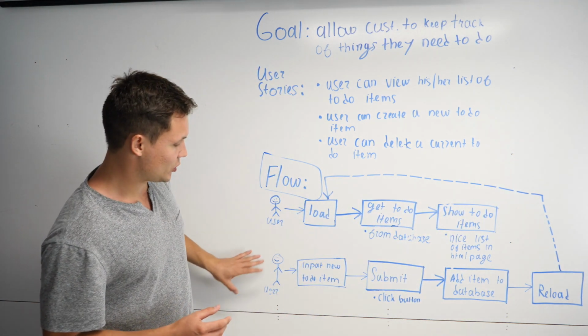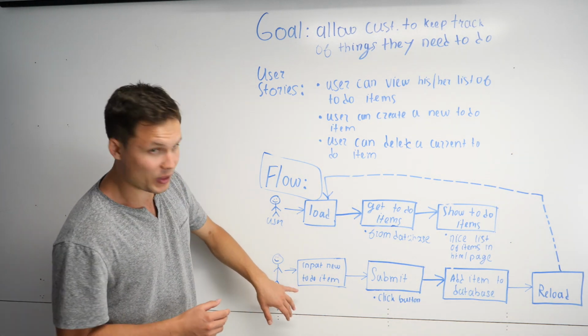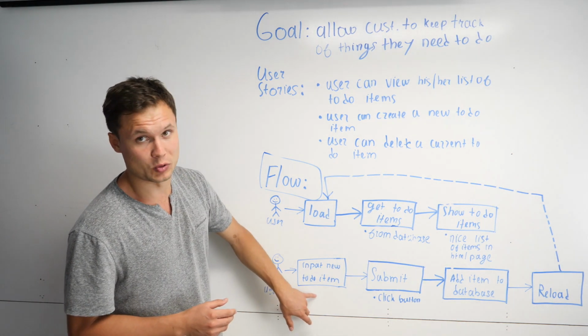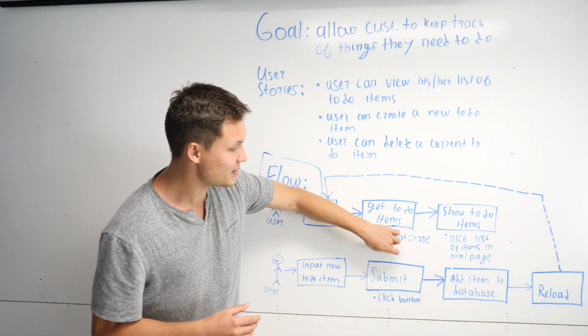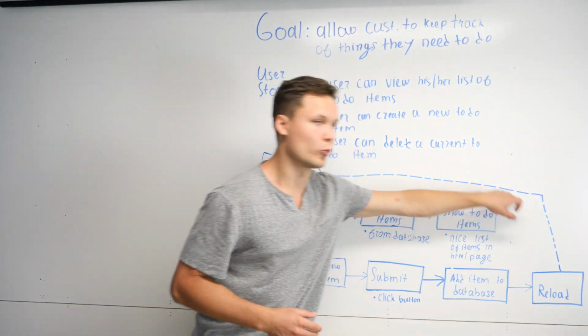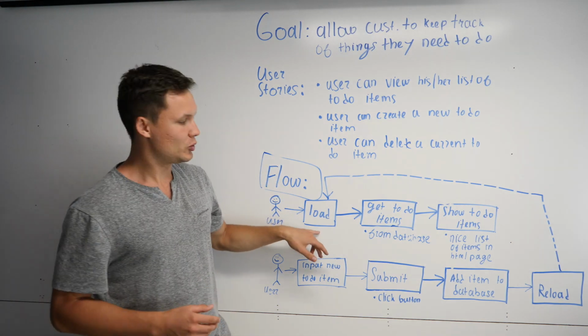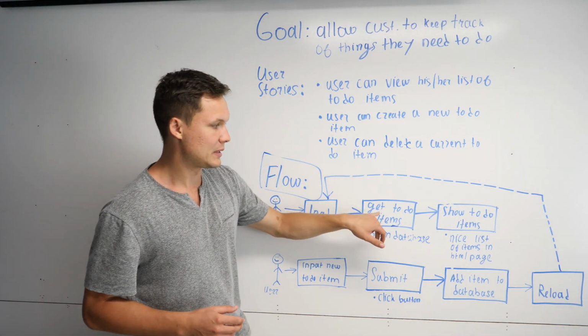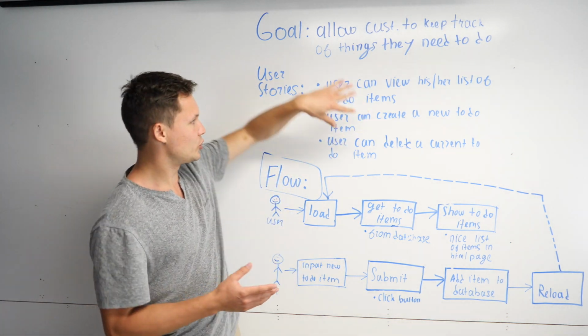The second user story is, again, we start with a stick figure. And what they can do is they can input a new to-do item, because we'll probably have an input box. They will click submit. We will add that item to a database and we will reload. And when you reload, you see that it kind of traces back to the beginning through here, but we will get to-do items and show to-do items. And so that covers those two user stories.